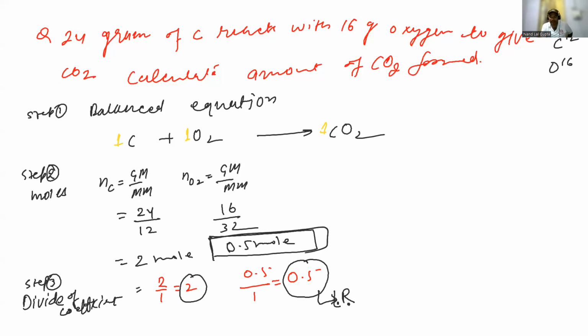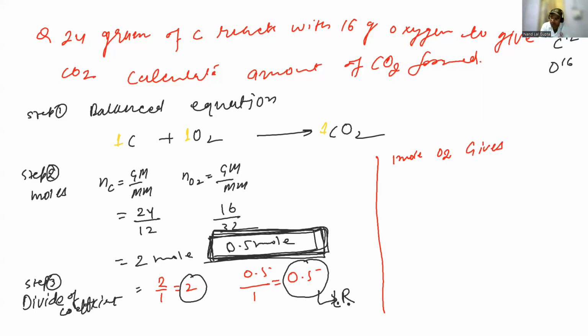16 gram is given. It means how many mole is given? 0.5 mole. Yes or no? 16 gram means 0.5 mole. Now see, the amount they are asking. So 1 mole O2 gives how many mole CO2? 1 mole CO2. This is according to the equation. According to the equation, 1 mole O2 is there and 1 mole CO2 is forming. Yes or no?